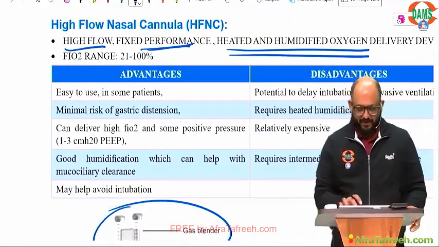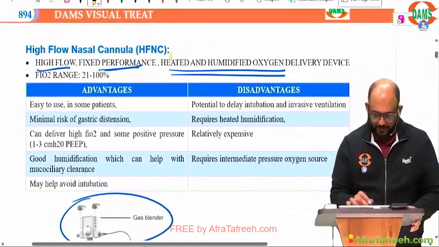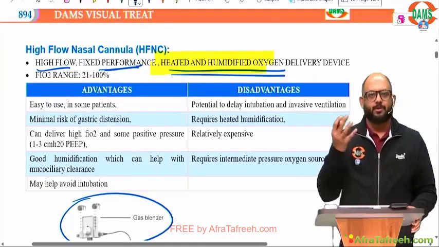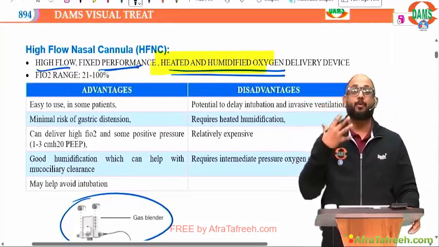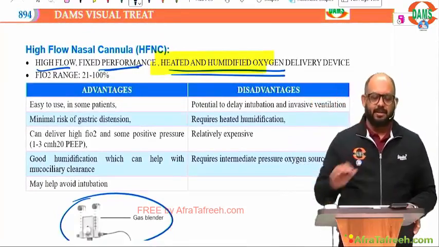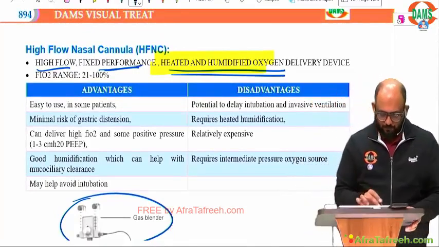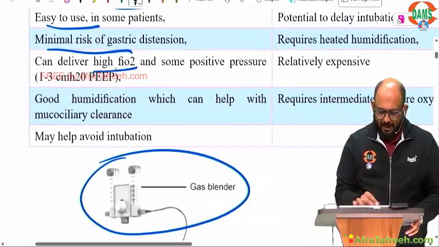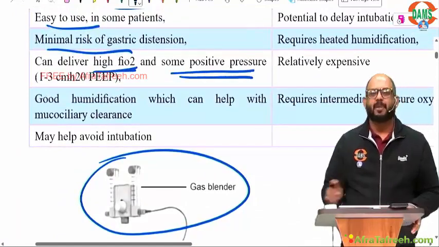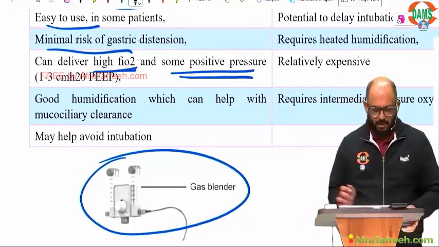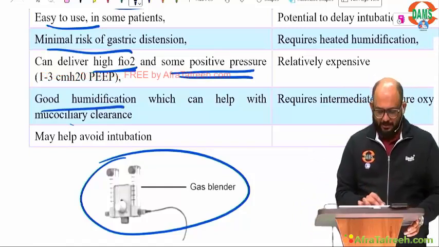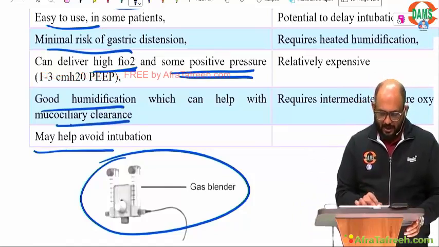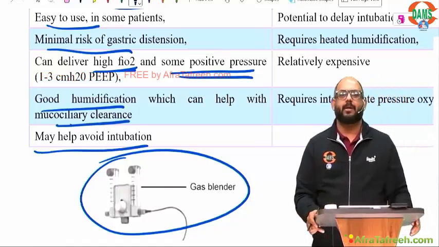Heated and humidified, this is the word that you have to really remember. So it heats up and it humidifies that air and then delivers it to the patient. Advantages: easy to use, minimal risk of gastric distension, can deliver high FiO2 and even some positive pressure, that is PEEP. Good humidification, so it helps in mucociliary clearance and may help avoid intubation.